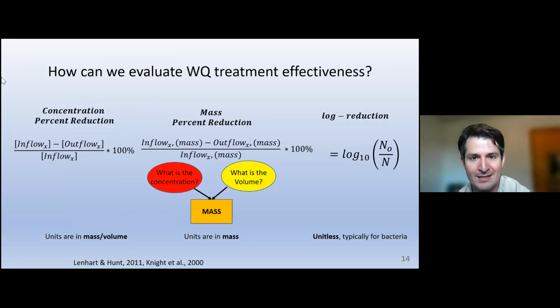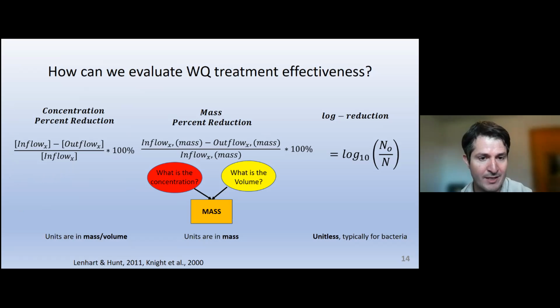And so when I say water quality treatment effectiveness, what metrics did I use to determine whether it was effective or not? These related to my research questions. So I looked at concentration percent reduction, mass percent reduction, and log reduction. Log reduction I just used for bacteria because bacteria results are typically orders of magnitude different. It helps simplify the difference between two values when your data are that largely apart.